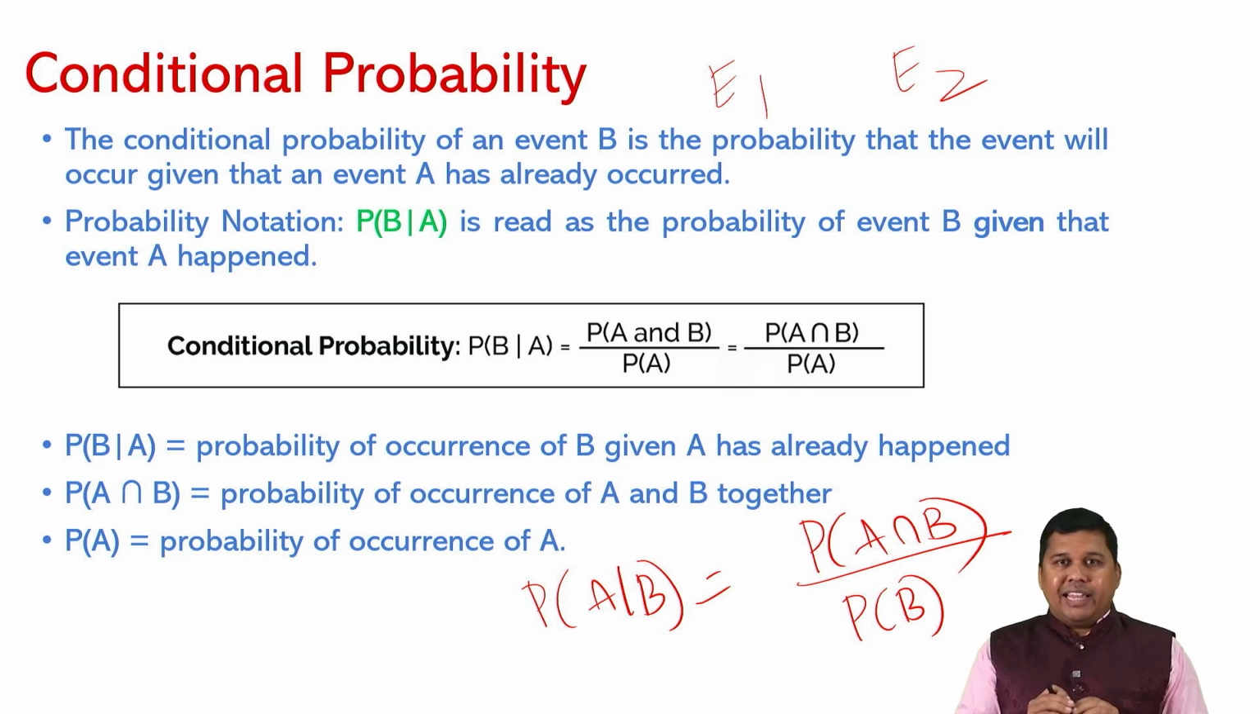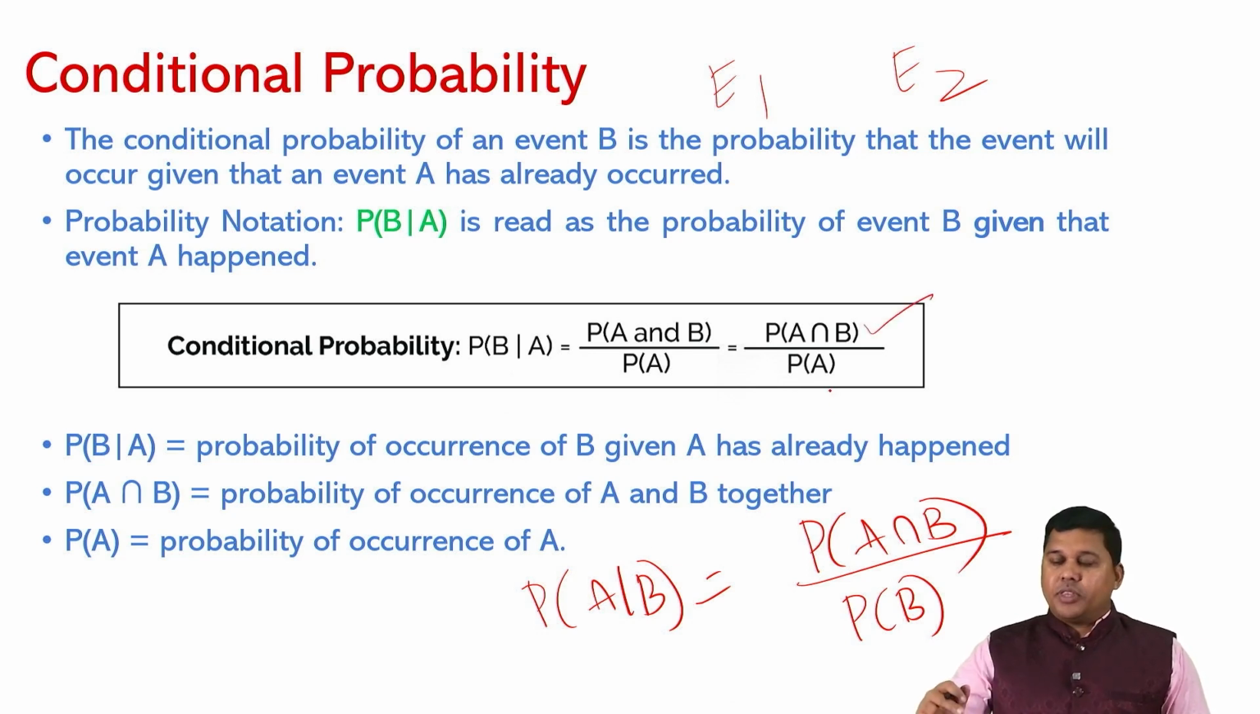Wherever there is a dependency between two events, suppose event A has already happened and its outcome has some significance on the outcomes of event B, that is when we have to use conditional probability. So, we can write P of B by A is equal to P of A intersection B divided by P of A.